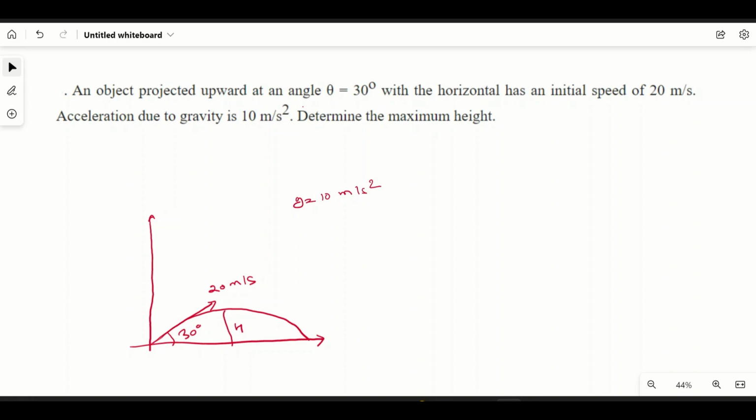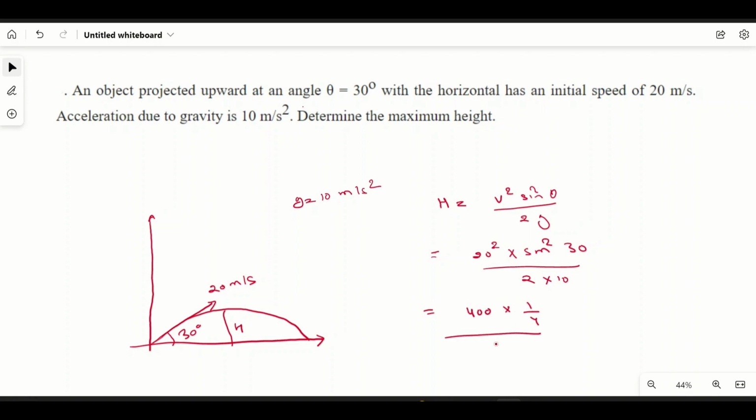So if you remember the formula, then the formula for the maximum height is h is equal to v square sine square theta upon 2g, which will be equal to 20 square into sine square 30 divided by 2 into 10, which will be equal to 400 into sine 30 is 1 by 2, so 1 by 4, upon 20, which will be equal to 5 meter. So I hope you understand up to here.